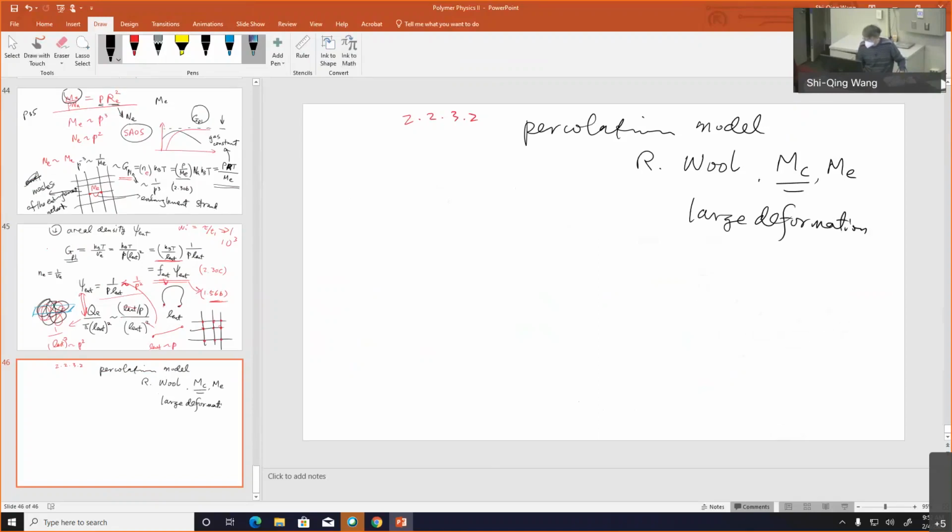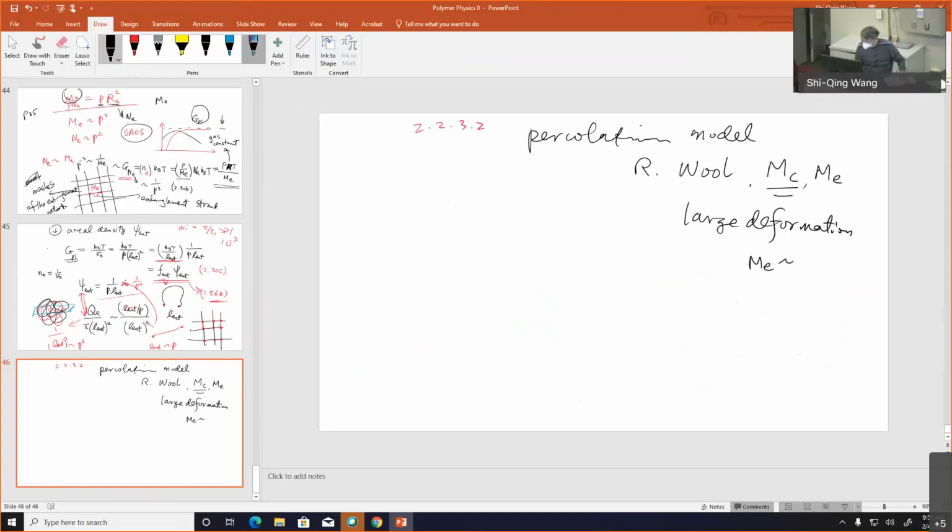It turns out it's not useful for figuring out what ME is, if you think ME is related to the plateau modulus like this, then this model doesn't work. But the concept that's in there is important. So I will discuss this first by introducing a slightly related concept.